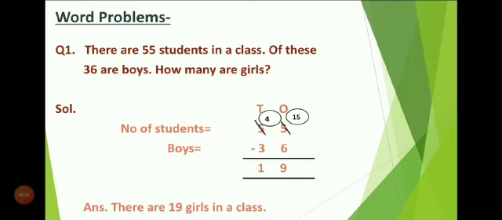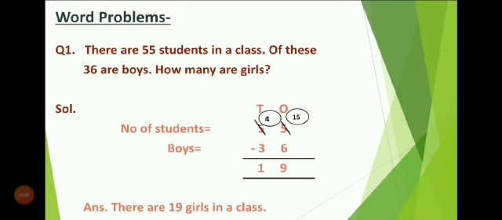First, we will subtract the ones. It means we will subtract 6 ones from 5 ones. As you can see, 6 is greater than 5. So, we cannot subtract 6 ones from 5 ones. So, we will borrow 1 ten from 5. 5 will become 4. And 5 ones will become 15. Then we will subtract 6 ones from 15 ones. We will get 9 ones. So, we will write 9 under the ones column.